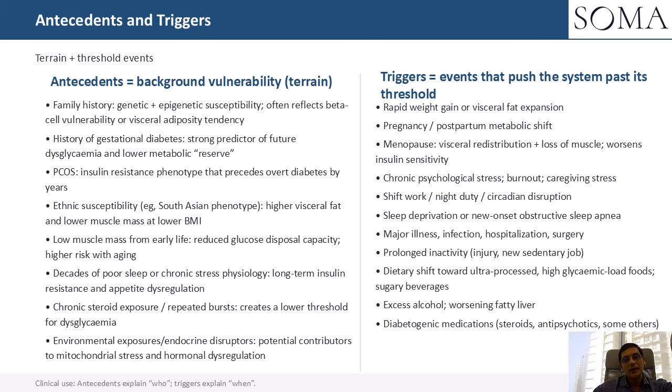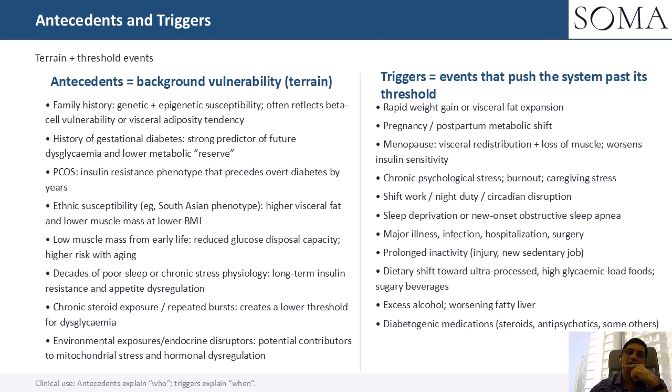Then prolonged inactivity, an injury, a new sedentary job, stopping exercise. This can reduce muscle glucose disposal and shift the balance towards development of diabetes. Then dietary transition to ultra processed food could also be a trigger. Sometimes it is not just more food, but a change in food quality: refined carbs, sugary beverages or packed snacks. Then excess alcohol. Alcohol can worsen fatty liver, raise triglycerides, disrupt sleep and push insulin resistance.